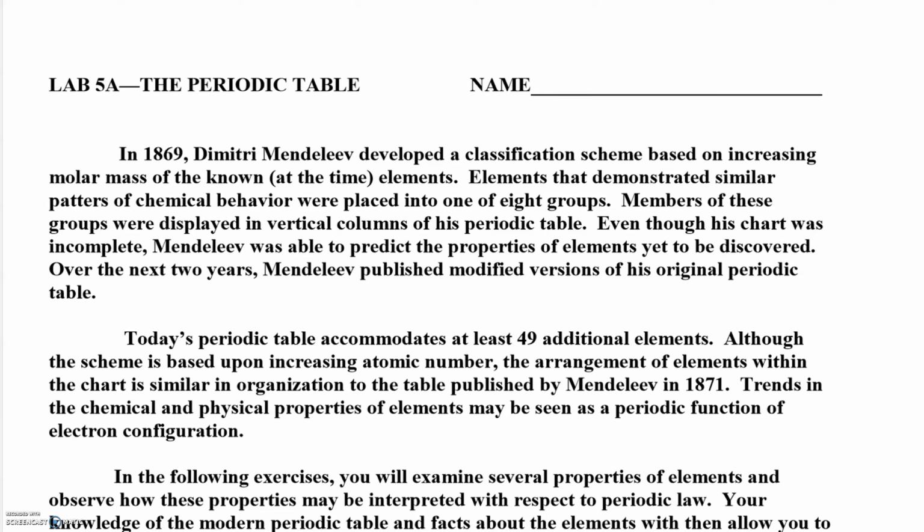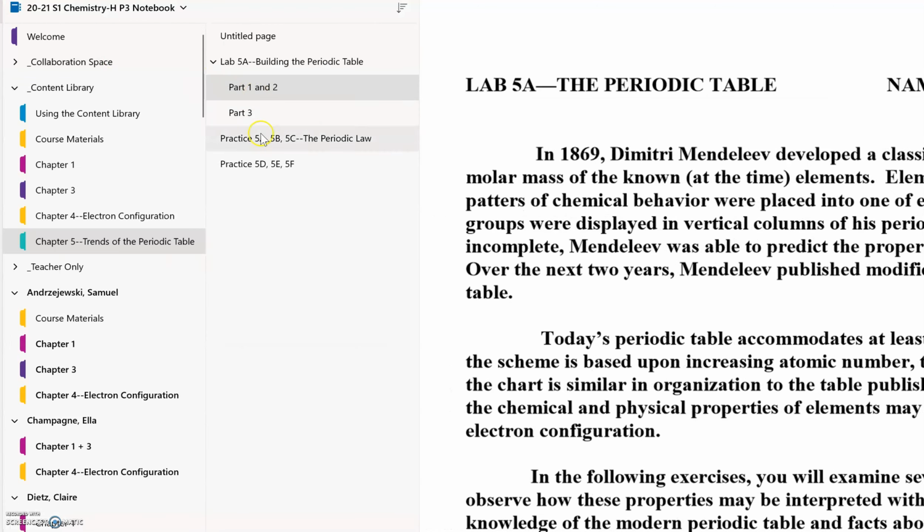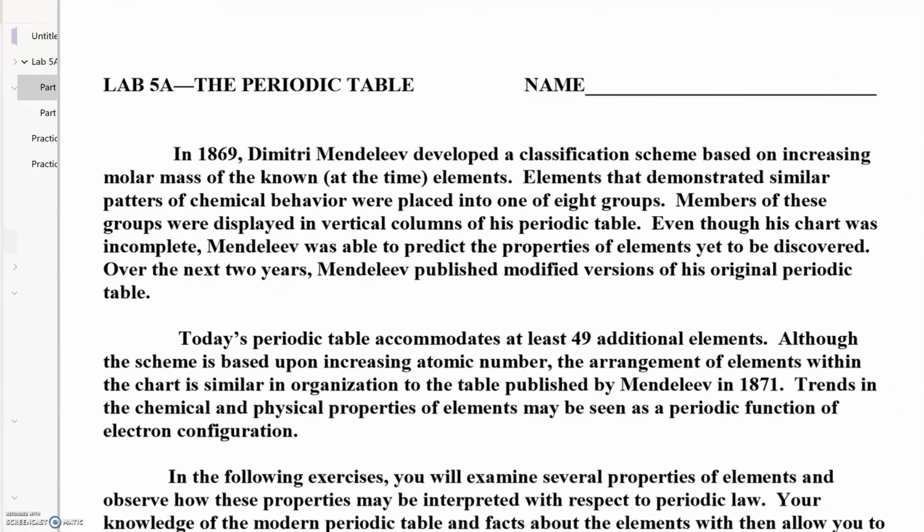First thing we're going to do is try to assess this relationship between the periodic table and electron configuration. So, we're going to build a periodic table, but we're going to do so with the elements already in place, and we're going to attempt to determine if there's a relationship between where an element is on the periodic table and its electron configuration. So you'll see that here in part one.